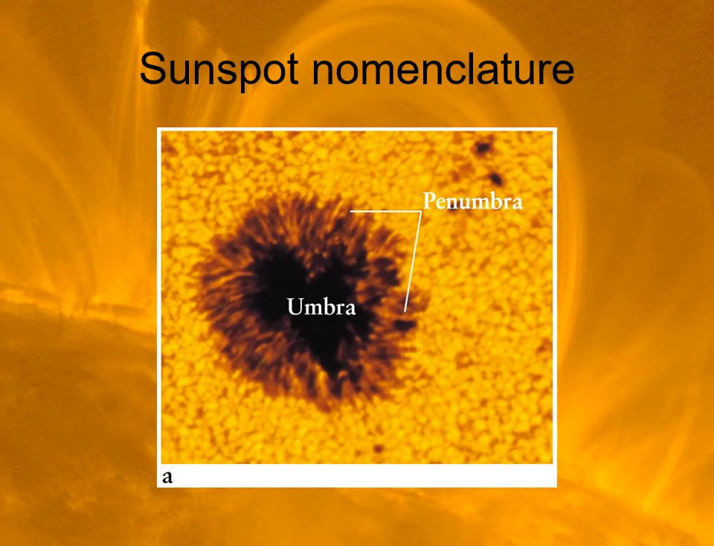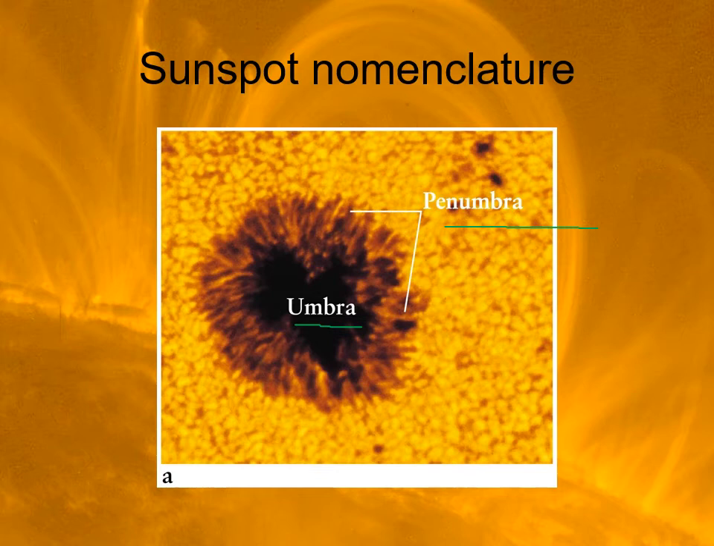When you're looking at sunspots, you notice there's kind of a very dark inner portion of the sunspot and then a lighter outer portion. The dark inner portion we call the umbra, and the light outer portion we call the penumbra. And so the umbra is the dark inner portion of the sunspot. That's the part you normally see.